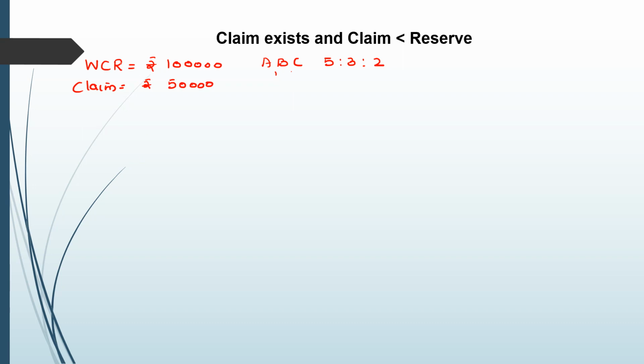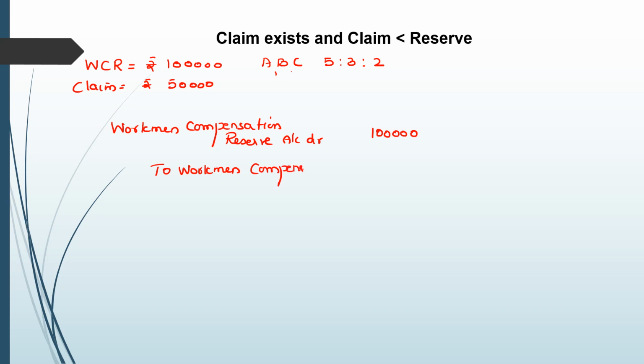Then what happens? Same, you would be debiting the Workmen Compensation Reserve account with 1 lakh. But out of that, how much are you supposed to keep aside to be paid to the workers? It would be 50,000. So we credit Workmen Compensation Claim Account of 50,000.